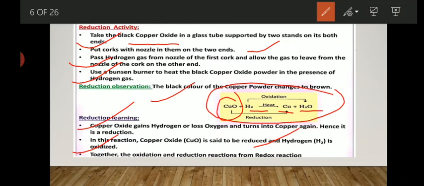So together oxidation and reduction form a redox reaction. So this is all about the oxidation process and reduction process. We understood it with the help of examples also. Now let's discuss some more examples of redox reaction, as well as some examples of oxidation and reduction which we see in our day-to-day life. Let's see.